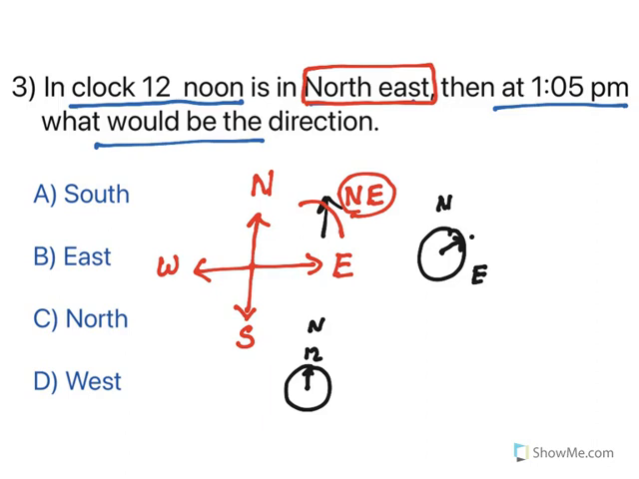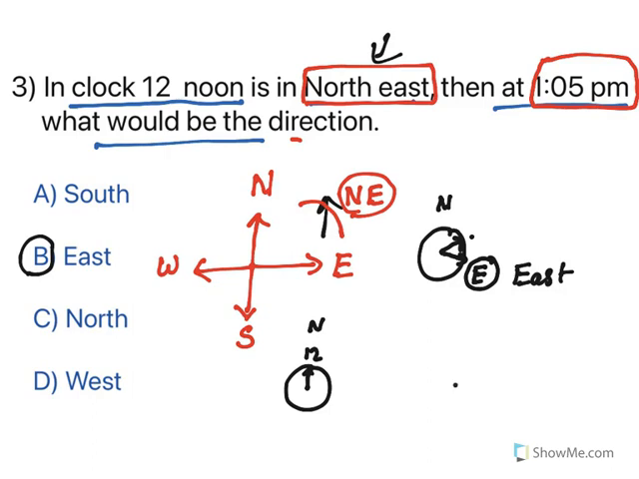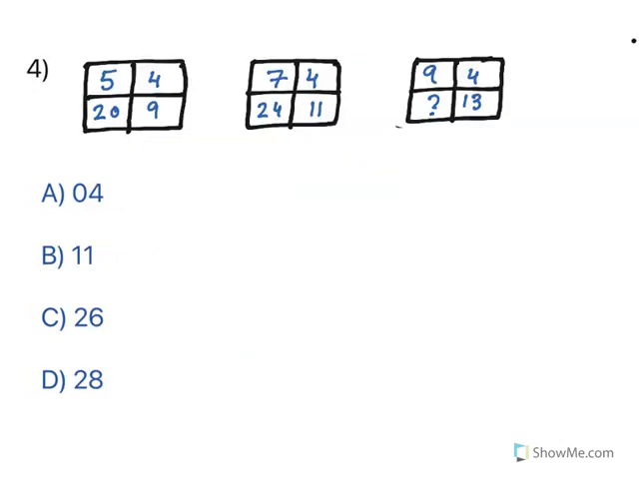Now what does the question ask? If 12 is at northeast, at 1:05 p.m. what would be the direction? Now 1:05 means if this is 12, this one would be 1 o'clock. So 1 o'clock, where is it? It is in the east. Just to confuse you, they have changed it, instead of north, it is given as northeast. So the answer must be east. There are certain questions related to directions. A man is moving north, again he turned towards west. So you need to follow these directions. This one is also a similar kind, right? Moving to the next one.